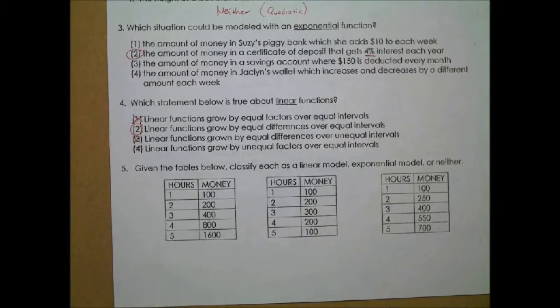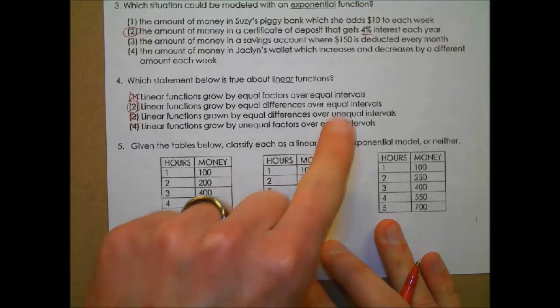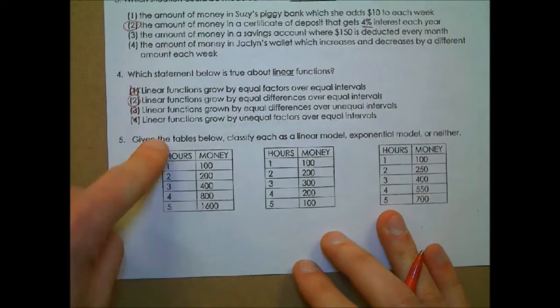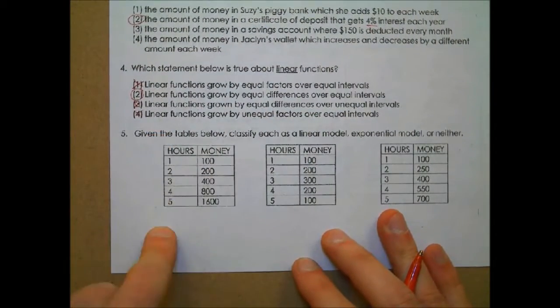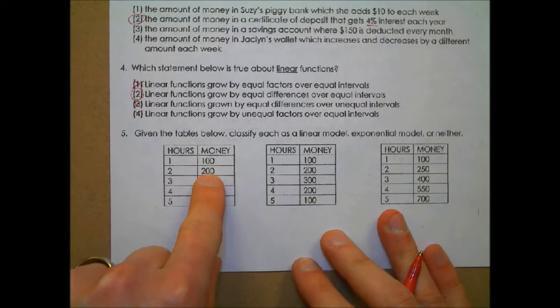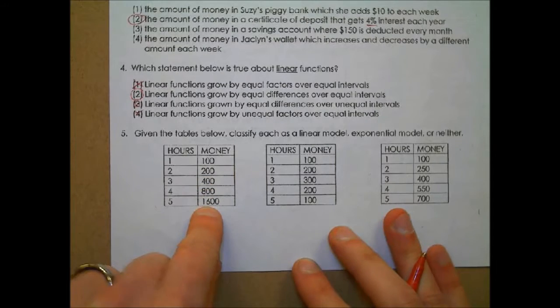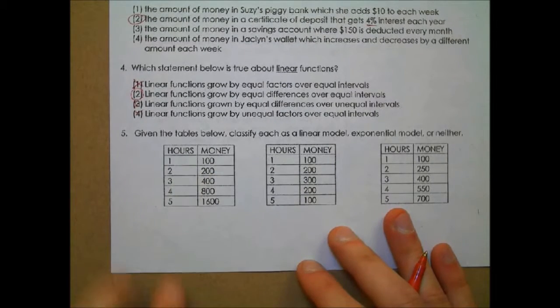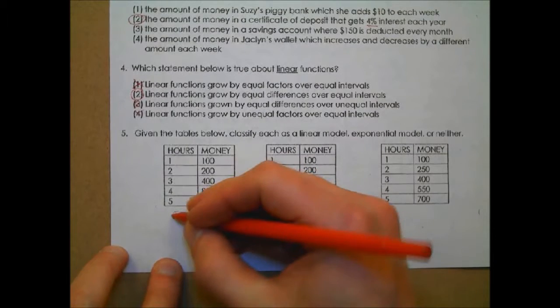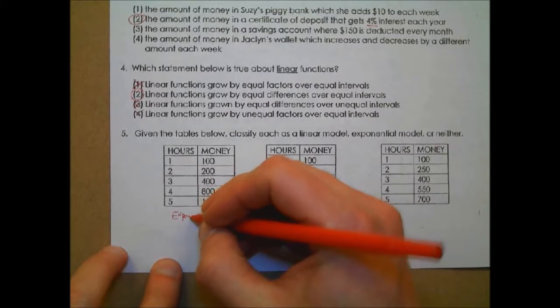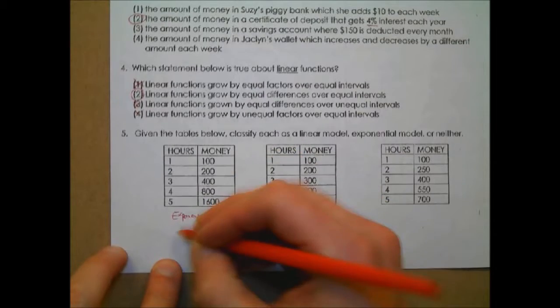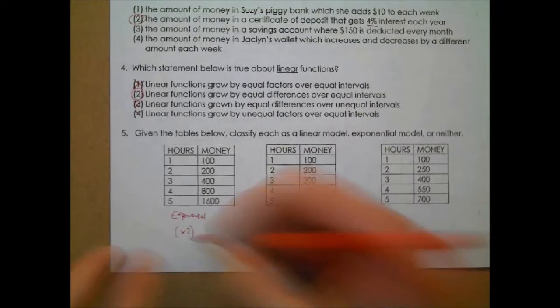Okay, let's go to our tables and classify them as linear, exponential, or neither, okay? Let's look at our relationship right here, okay? Each hour goes up by 1, and the money goes up by how much? Times 2, times 2, times 2, times 2. So is it linear, exponential, or neither? Exponential. We're multiplying by 2 every time. Okay, times 2.